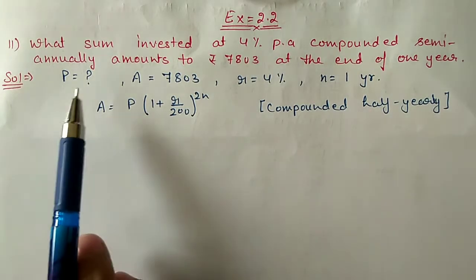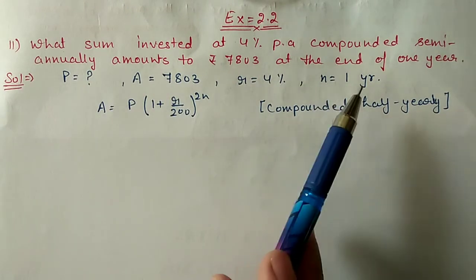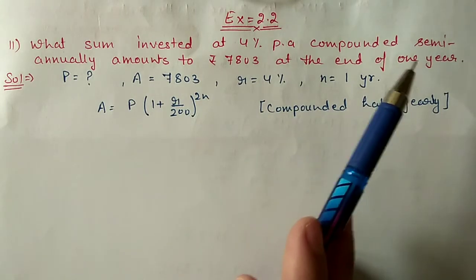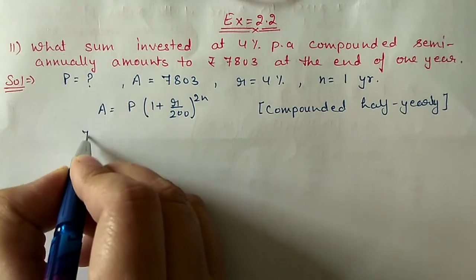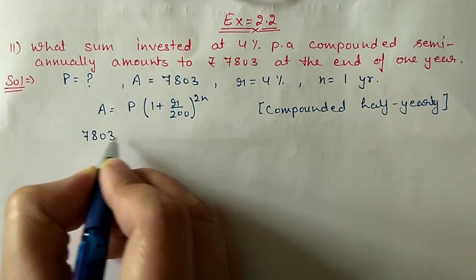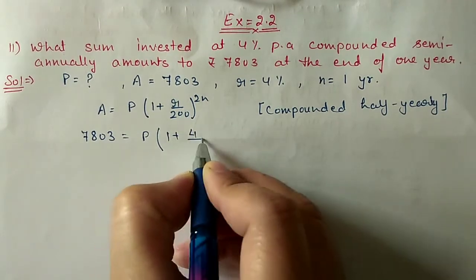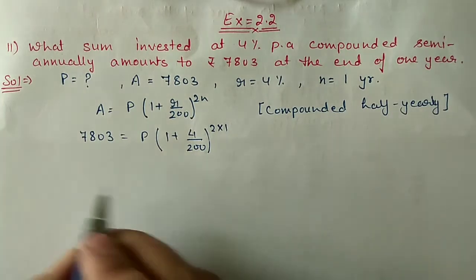So here we have to find out the principal. Amount is given, rate is given and time is given, 1 year. We will use the half yearly formula because it is given semi-annually. So substitute values in the formula. Amount 7,803 is equal to P into 1 plus R, that is 4 by 200, whole to the power 2 into 1.